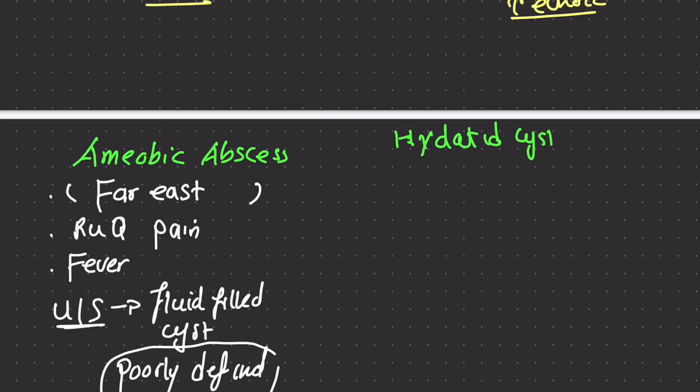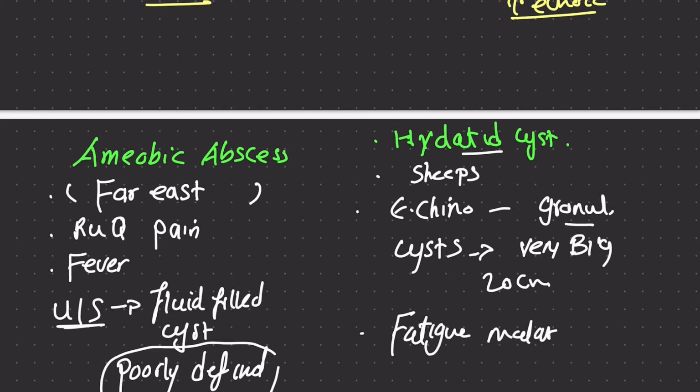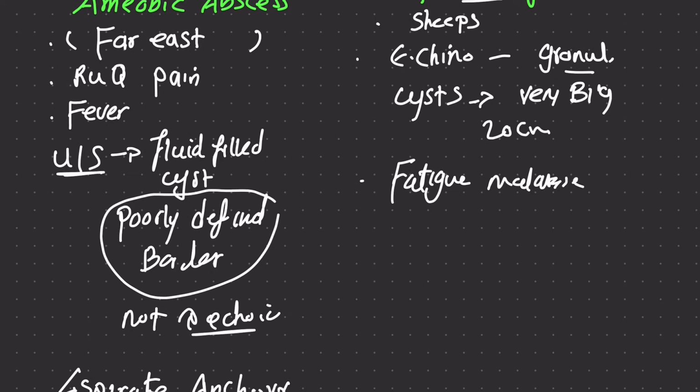Okay, so hydatid cyst is basically, again, in the Far East countries where they have a lot of sheep and a lot of farmers deal with sheep. So Echinococcus granulosus is the causative organism, and it will lead to multiple cysts that are found in the liver. And these cysts are very big. They might reach up to 20 centimeters in diameter, okay? And it typically presents with fatigue, okay? And malaise. And finally, present with right upper quadrant abdominal pain as well.